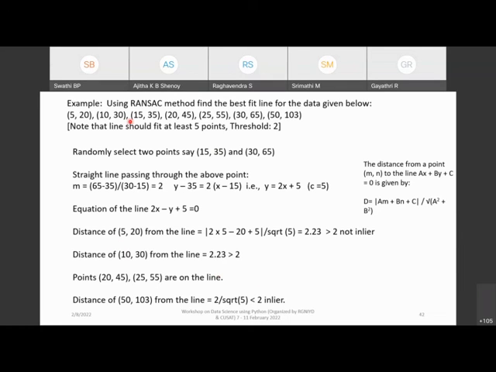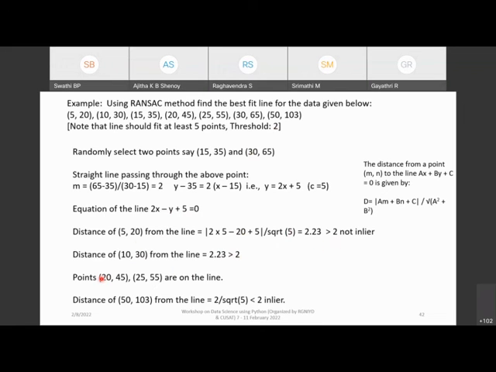Now let me take the second point, (10, 30), and find the distance of the point (10, 30) from the line. If I put that in this particular equation, I am going to get 2 into 10, that's equal to 20, minus 30, that is minus 10. Minus 10 plus 5 is equal to minus 5. So it is again 5 by square root of 5. I am going to get the same value, 2.23, which is greater than 2. Therefore, this is also an outlier.